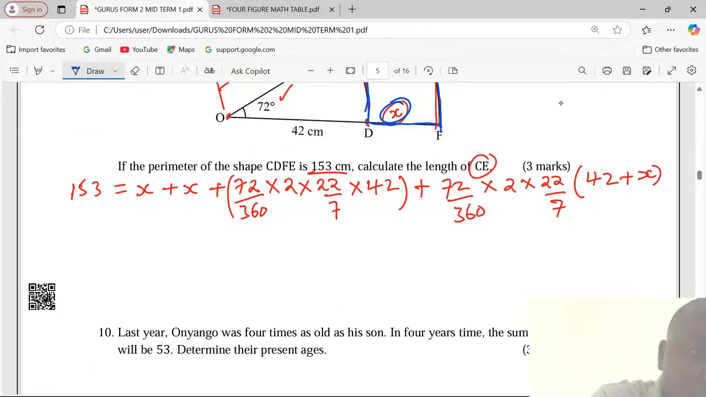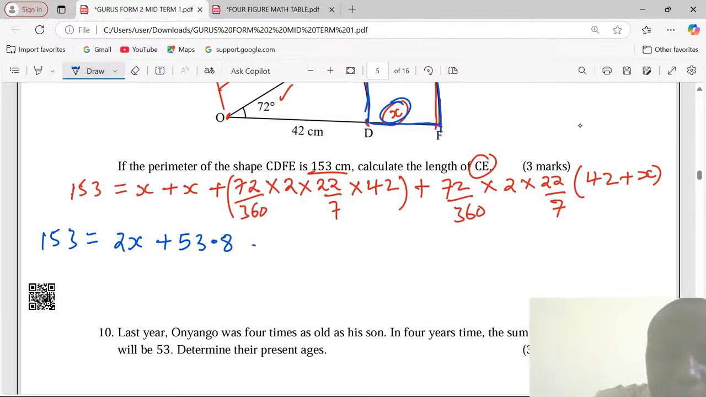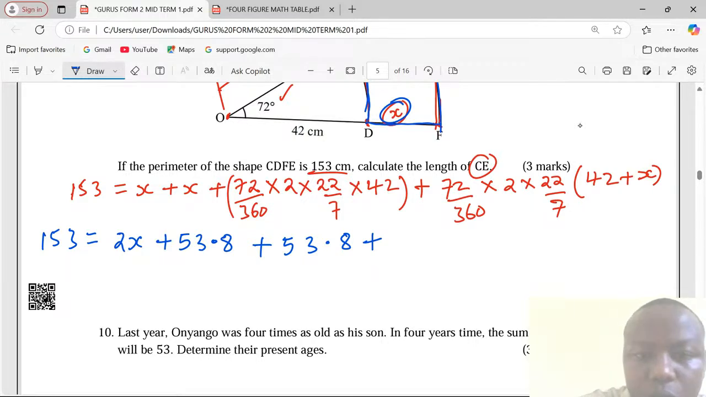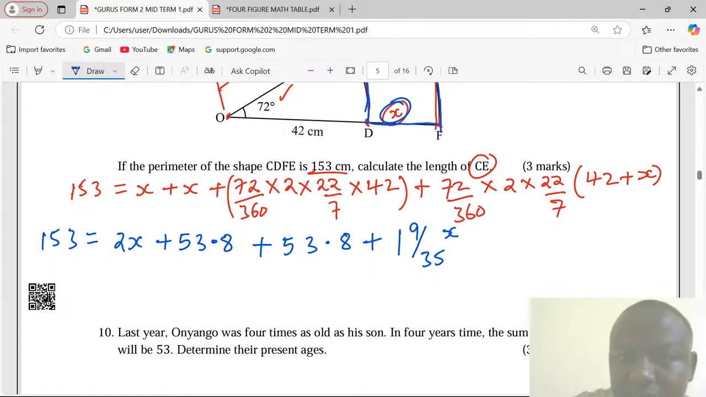52.8. So I'm having 153 equals 2x plus 53.8 plus, what about the other side now? I'll be having the same, actually, when I open brackets, I'll be having 53.8, then plus 1 and 9 over 35, the value of x. I'm supposed to take 72 over 360, 2 pi by 42, I get a value. Then plus, because I'm opening brackets, 72 over 360, 2 pi, that way. I get 1 and 9 over 35, the value of x.